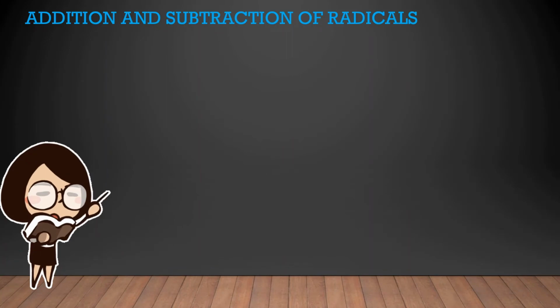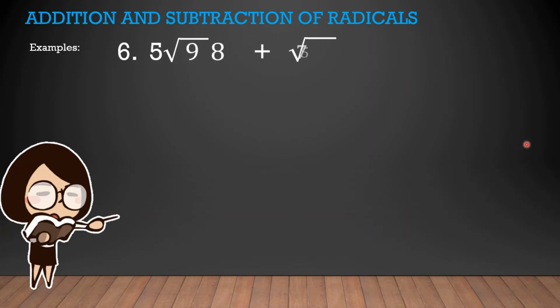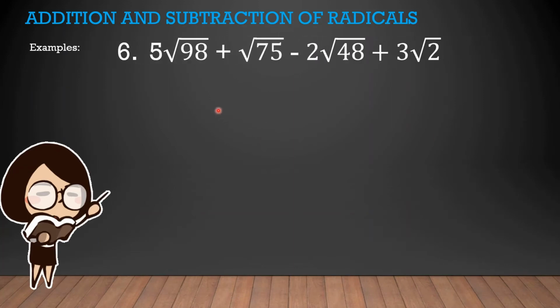Okay, so we have now number 6. So, in number 6, we have 5 square root of 98 plus square root of 75 minus 2 square root of 48 plus 3 square root of 2. So, we have 4 terms.